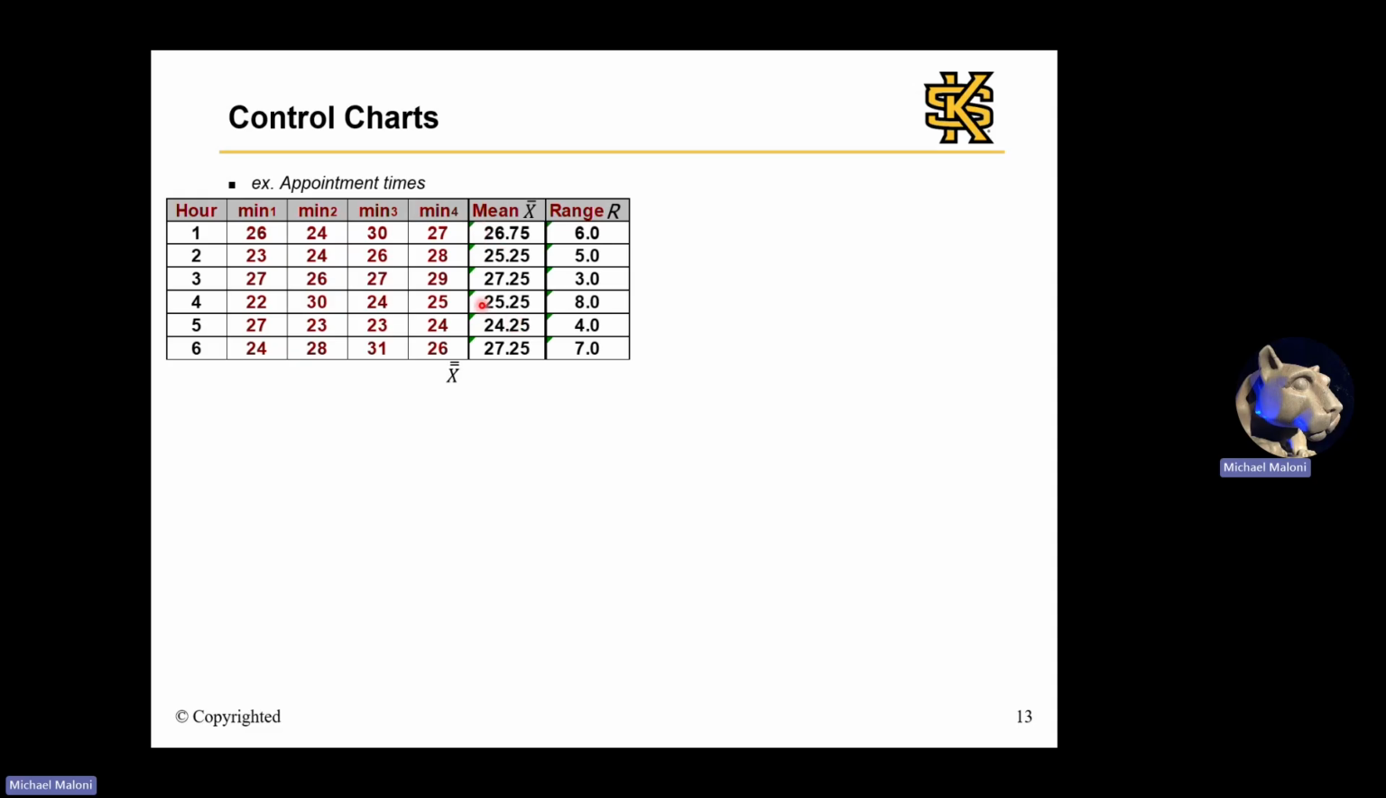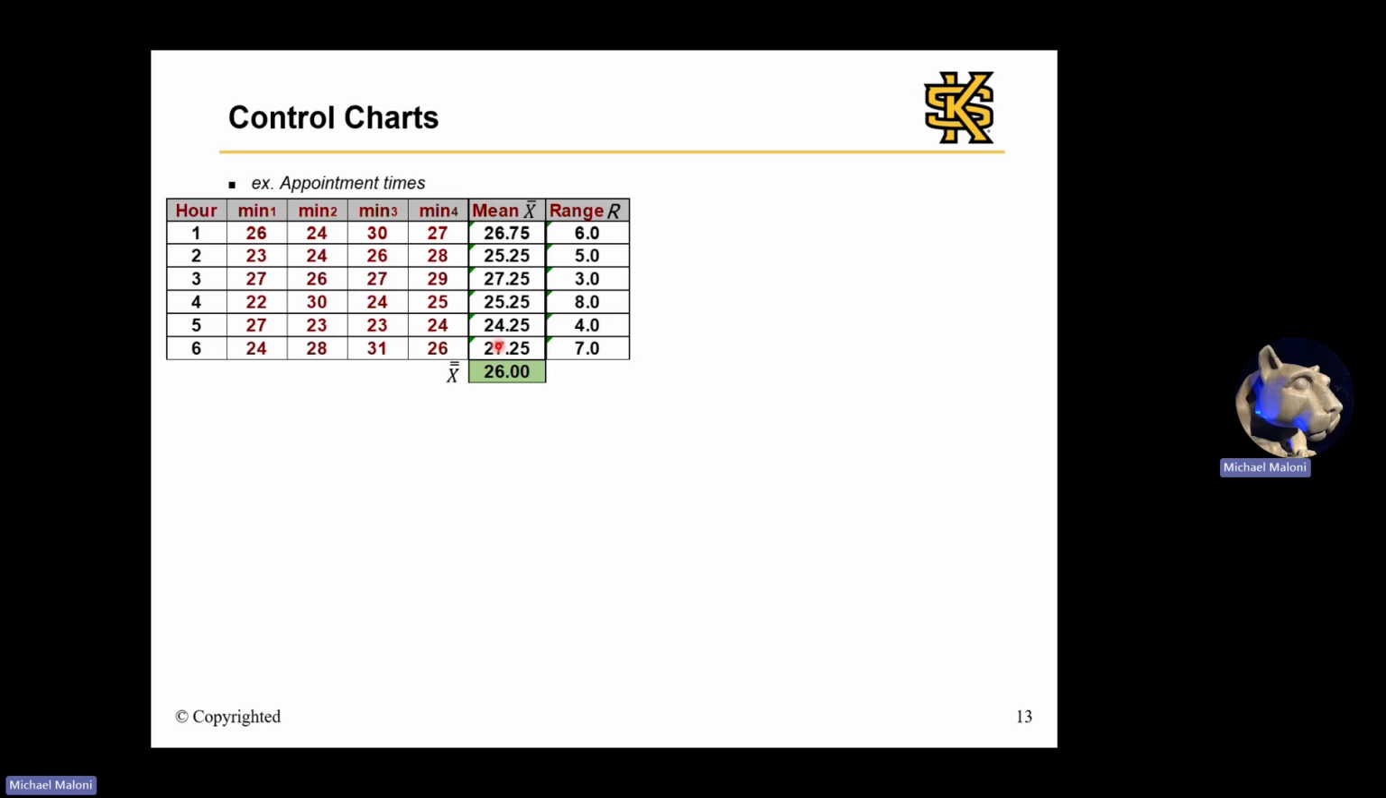So we'll add up all the X bars, 26.75 plus 25.25, 27.25, 25.25, 24.25, and 27.25. We can add those up and divide by 6, and that is 26. The mean of our means, the X bar bar, is 26 minutes.